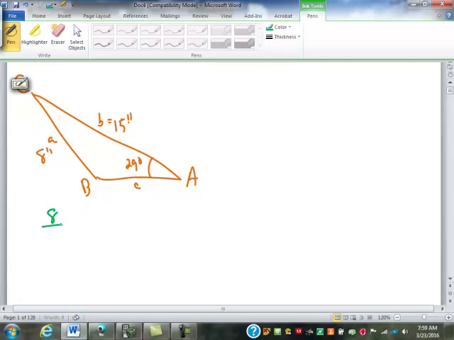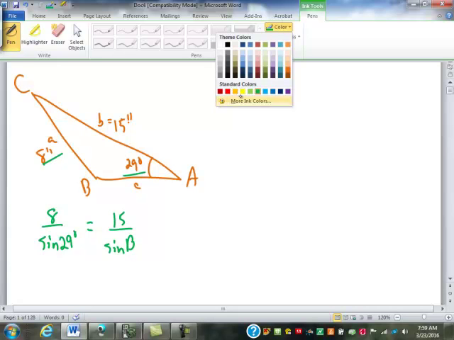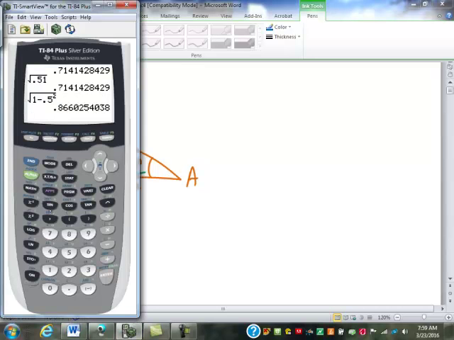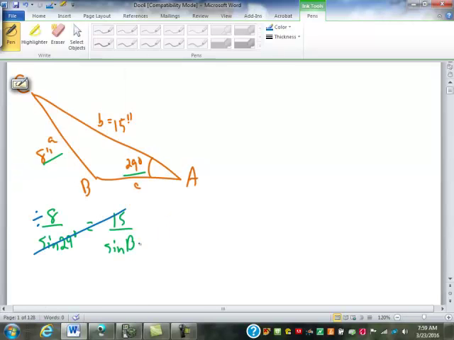So 8 over the sine of 29, that's our side over the sine of its opposite angle, equals little b, which is 15, over the sine of big B. And we cross multiply and divide. So sine of 29 times 15 divided by 8. 0.9090.